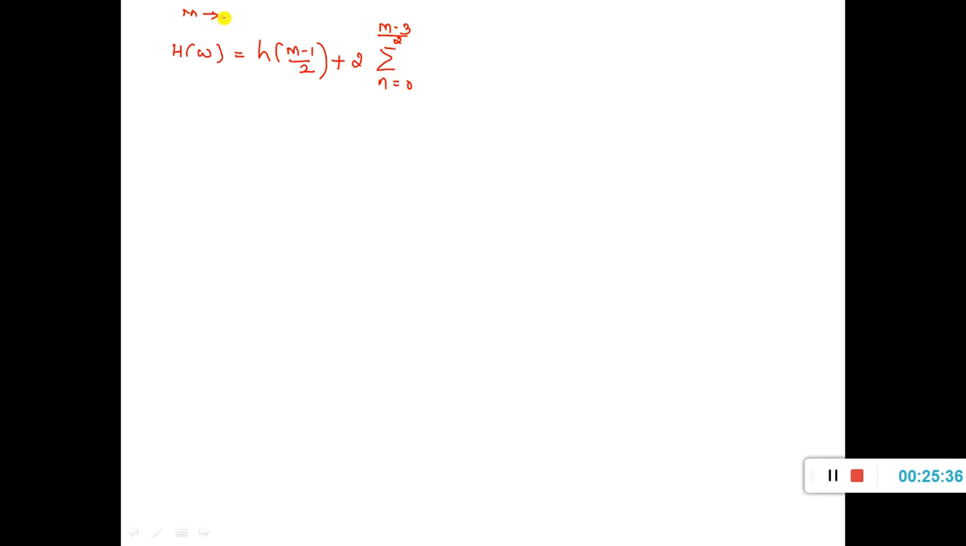For m is odd, this derivation we have seen, and you can go to the previous video to know about the derivation part of this. So this direct equation I will write: cos of omega into (m minus 1 minus 2n) divided by 2. So this was the equation for when h of n is symmetric and m is odd.